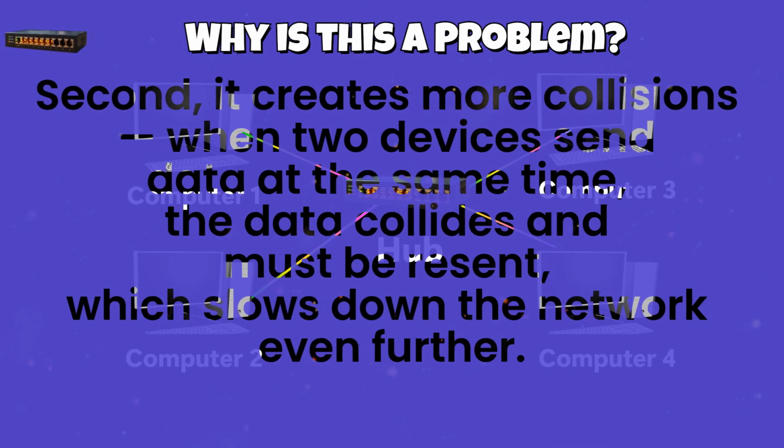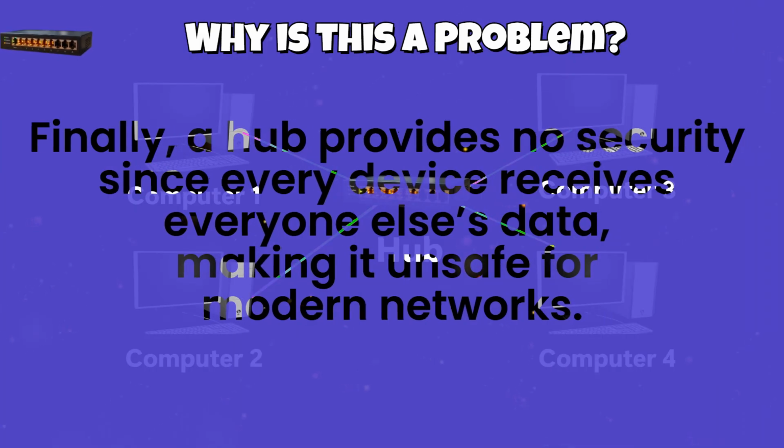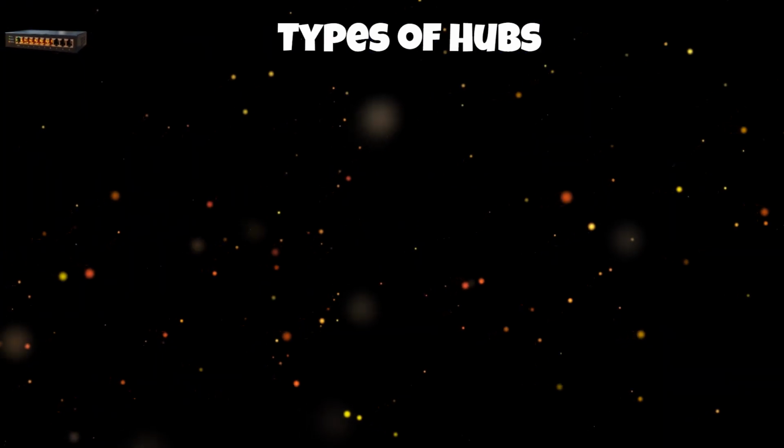Second, it creates more collisions. When two devices send data at the same time, the data collides and must be resent, which slows down the network even further. Finally, a hub provides no security since every device receives everyone else's data, making it unsafe for modern networks. Let's see the types of hubs.